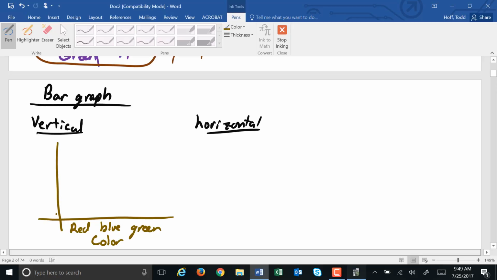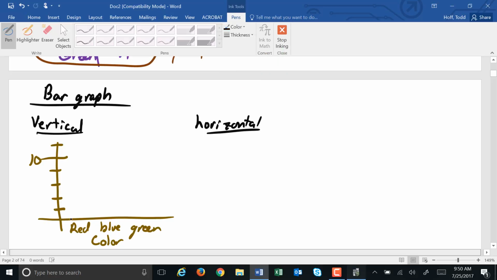So I have to make sure I number this high enough to get up to 11. So I'm going to go 2, 4, 6, 8, 10, 12. Notice I didn't have to go by ones. I went up by twos to make sure I got there. If I'd gone up by ones, those lines would have been really close together. It would have been kind of cluttered. Also, notice I didn't number every line. That would have made it kind of cluttered as well.